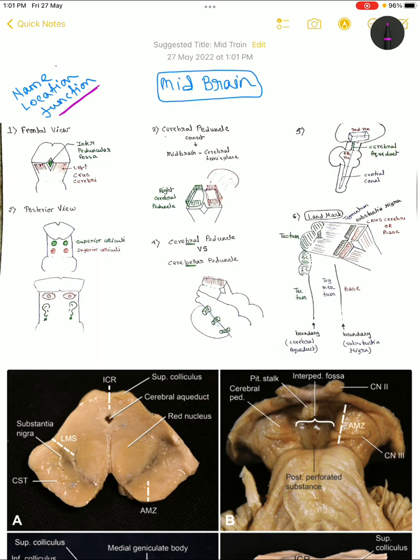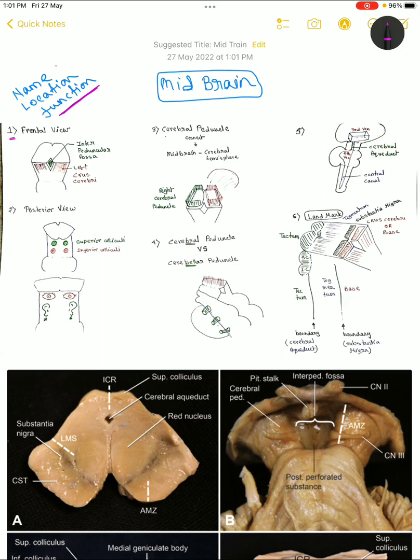Okay, subsequently I'm going to release midbrain, medulla oblongata, pons, diencephalon, telencephalon. Okay, strategy is very simple. First know the name, then the location where it is present, and then the function. That's all. Okay, now without any delay, let's start.